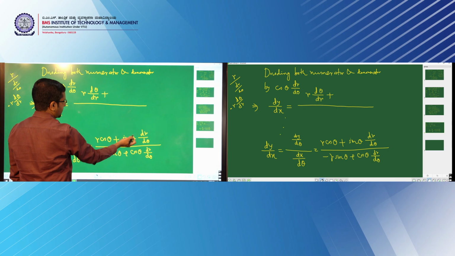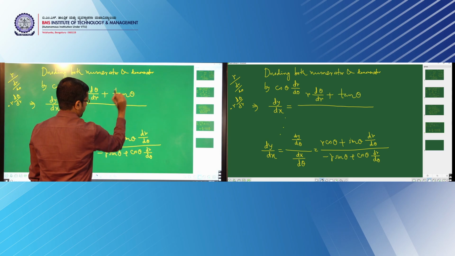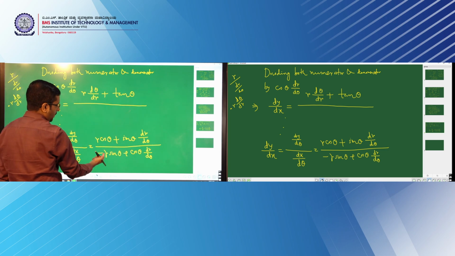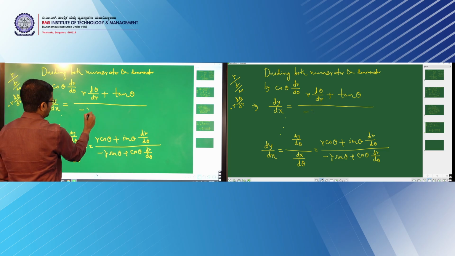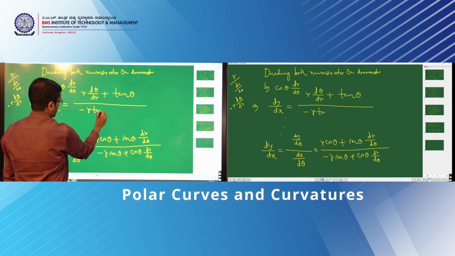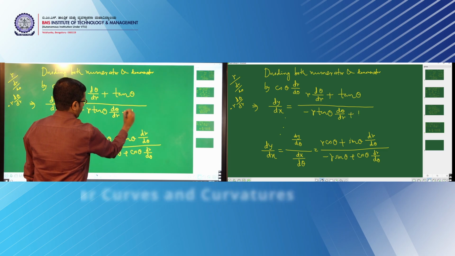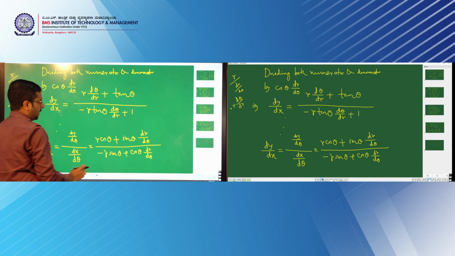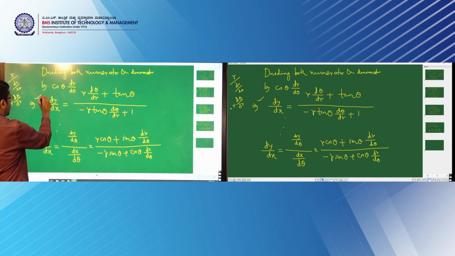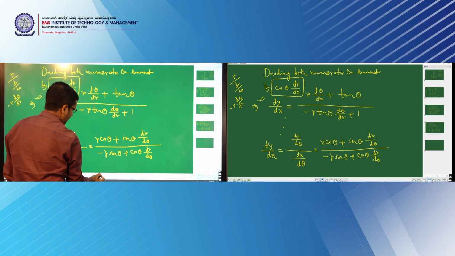This one will become what? Sin theta dr d theta by cos theta dr d theta, so this will become simply tan theta. And the denominator will become what? Minus r sin theta by cos theta dr d theta. So this one will become minus r, then tan theta into d theta dr, plus 1. The last term you see, cos theta dr d theta divided by cos theta dr d theta, this will become 1. So this division you have to do very carefully with cos theta dr d theta. Both numerator and denominator you have to divide.